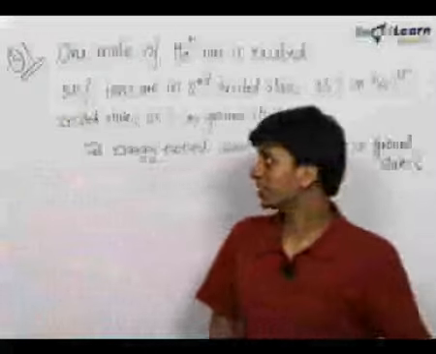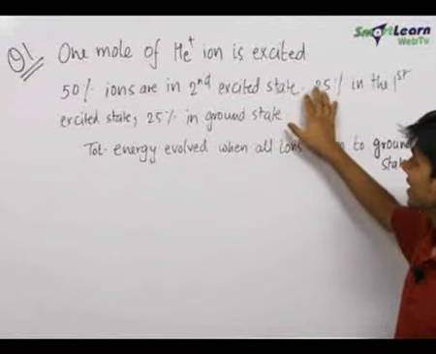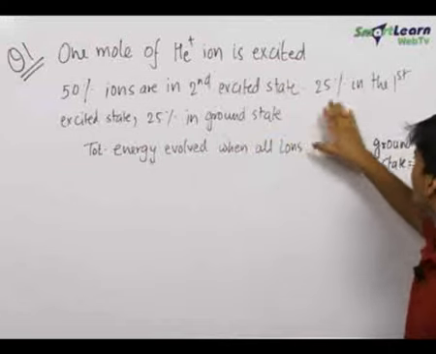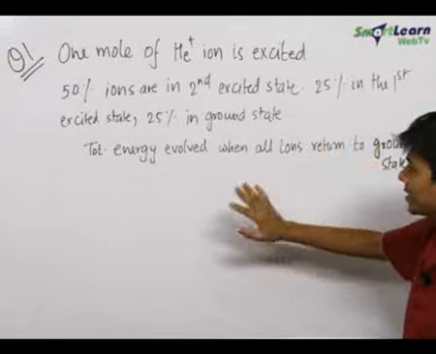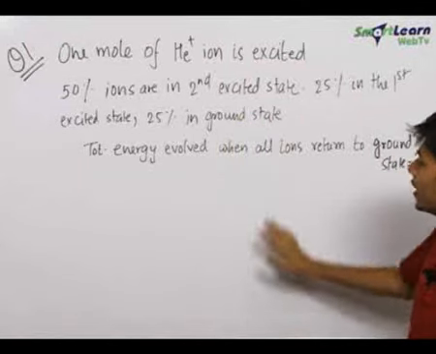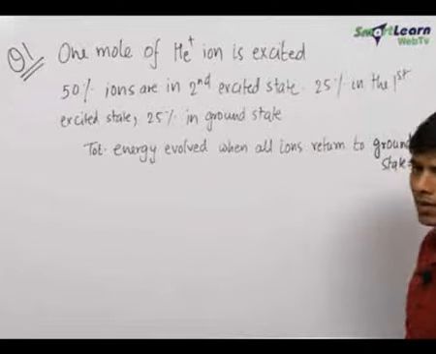Now here's our first question. We have been given that 1 mole of helium plus ions is excited. 50% of the ions are in the second excited state. The rest 25% are in the first excited state, and the last 25% is in the ground state. We need to find out the total energy evolved when all ions return to the ground state.